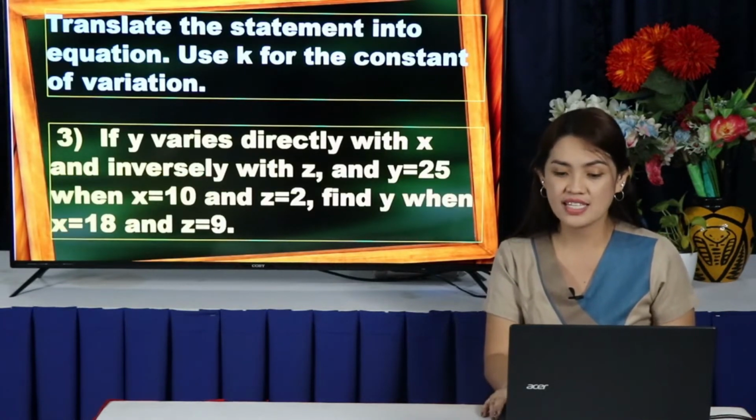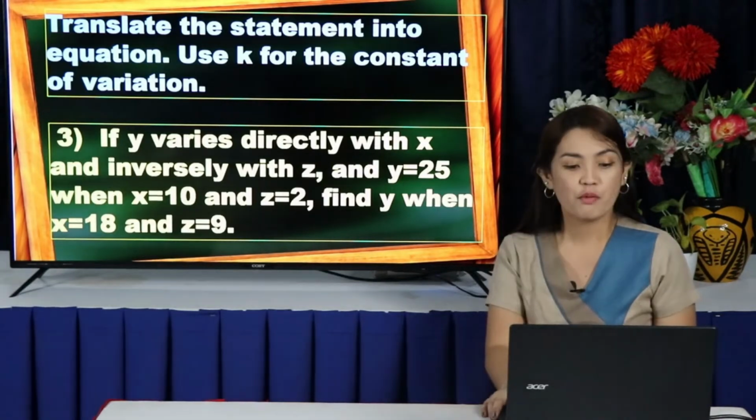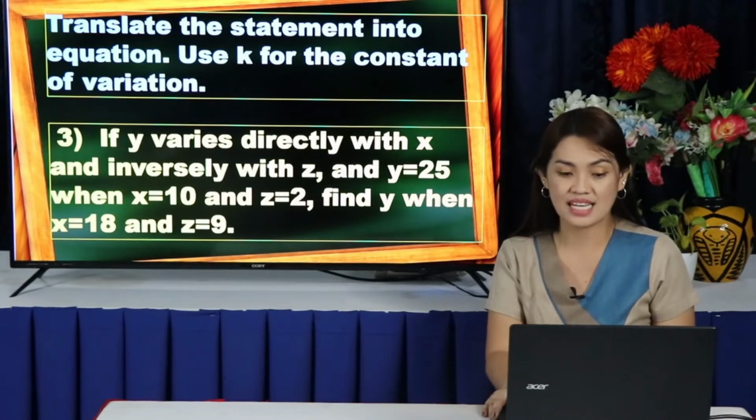Take note that this statement involves steps for you to arrive at the mathematical equation and the value of the variable. If Y varies directly with X and inversely with Z, and Y equals 25 when X equals 10 and Z equals 2, find Y when X equals 18 and Z equals 9.